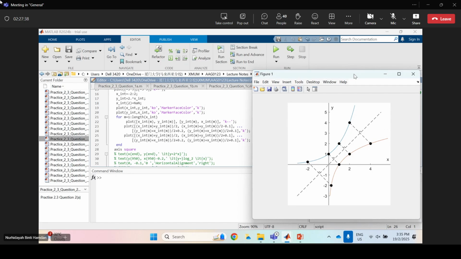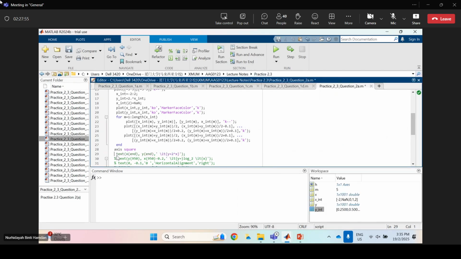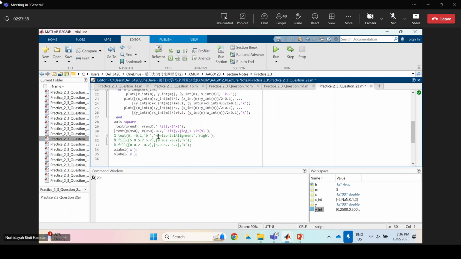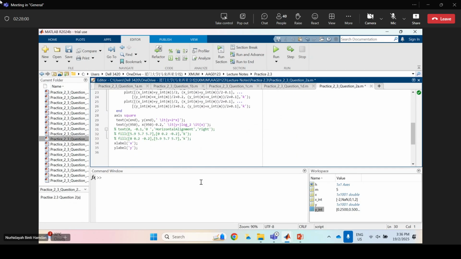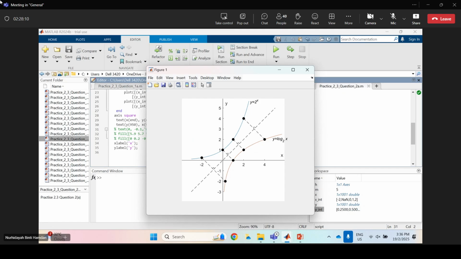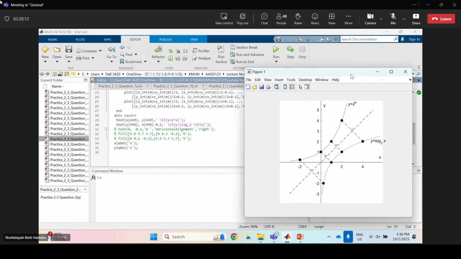We have to put a text for the blue line and red line. This one is y is equal to 2 to the power of x. This one is y is equal to log x base 2. Then we put a text. It is here.